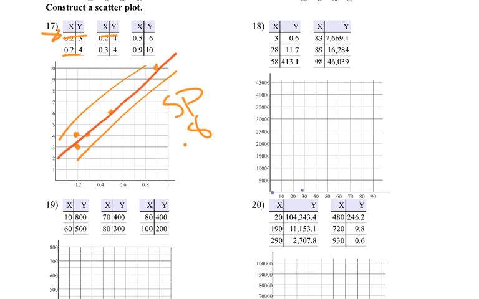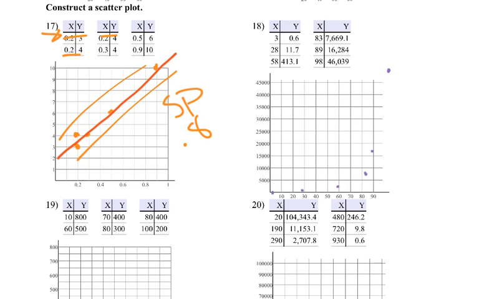58 to 400, a little bit higher. 83, now up to 7,000. Now we're making some headway. And 89 up to 16,000, and then 98 up to 46,000, so it'd be like up here. Okay, so there's our scatter plot.